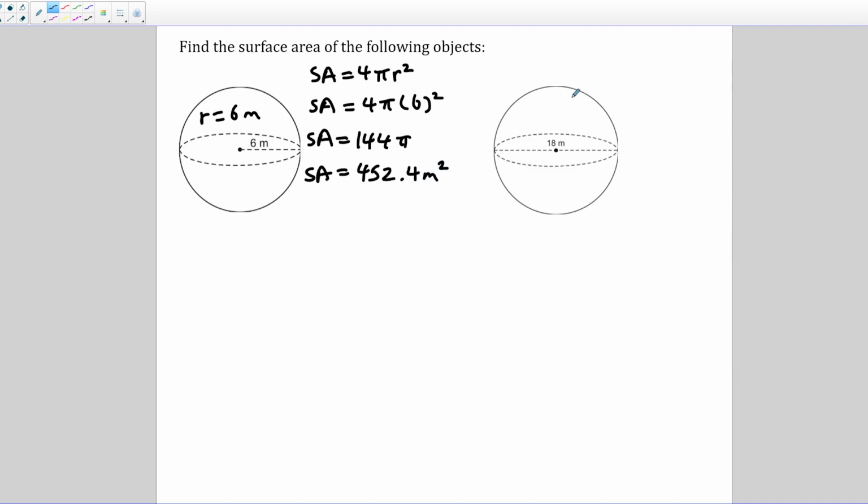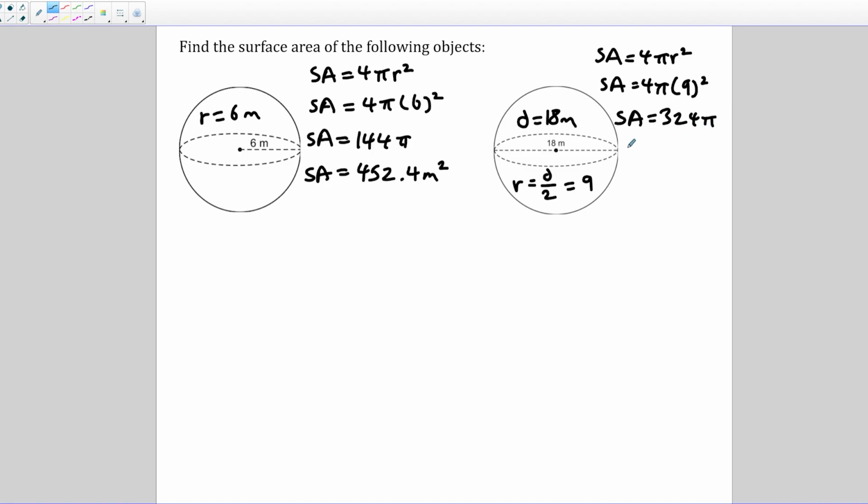For the second example, we'll notice that our diameter is given in this case, but we want the radius to work with the formula. So r is equal to d divided by 2. So 18 divided by 2 gives us 9. So with our formula, 4 pi r squared, we have 4 times pi times 9 squared. So 9 squared gives me 81. 81 times 4 gives me 324, so 324 pi. And I get a final answer of 1017.9 meters squared when rounded to the nearest tenth.